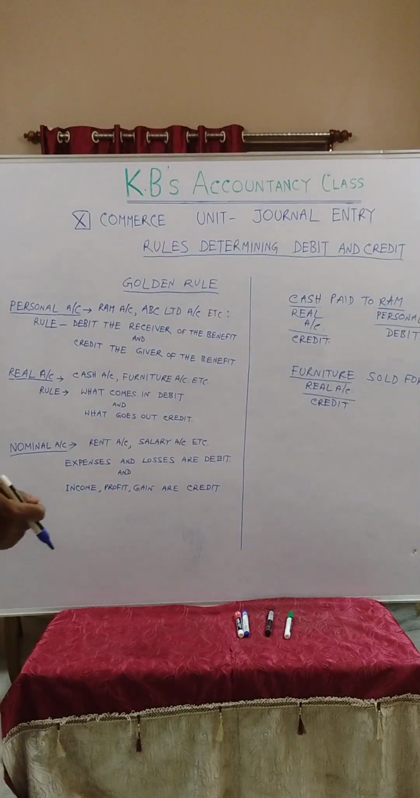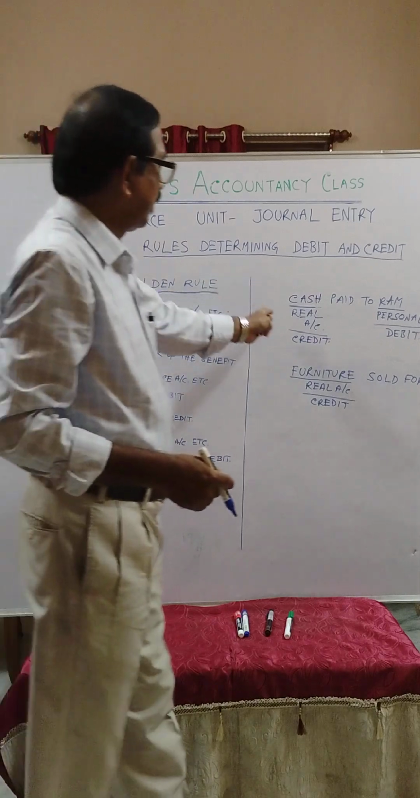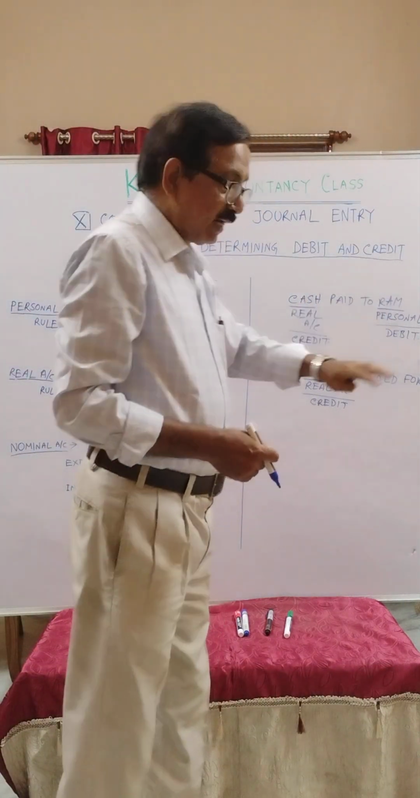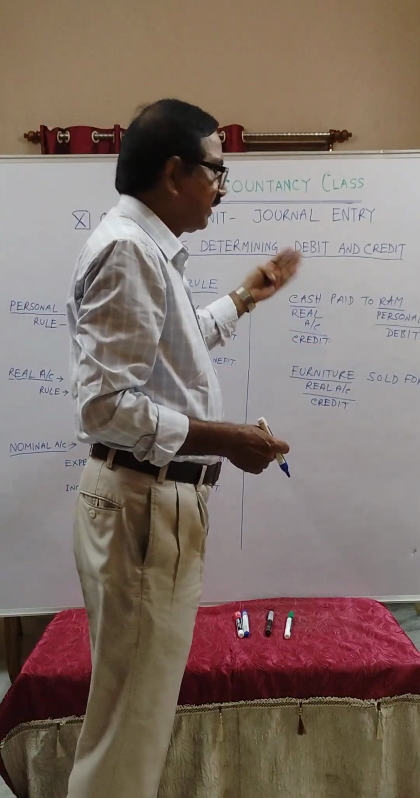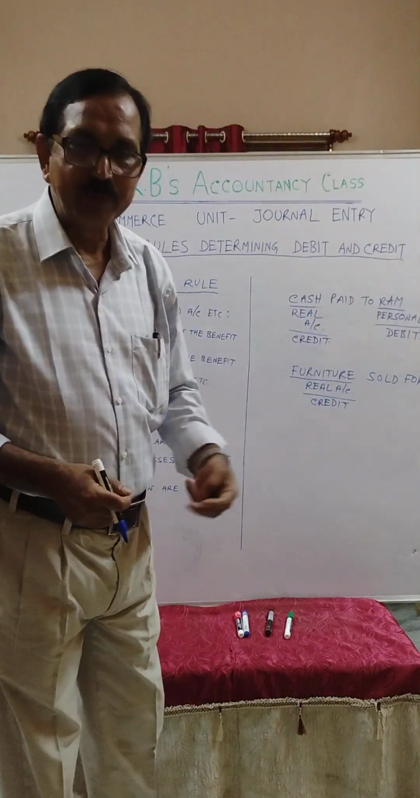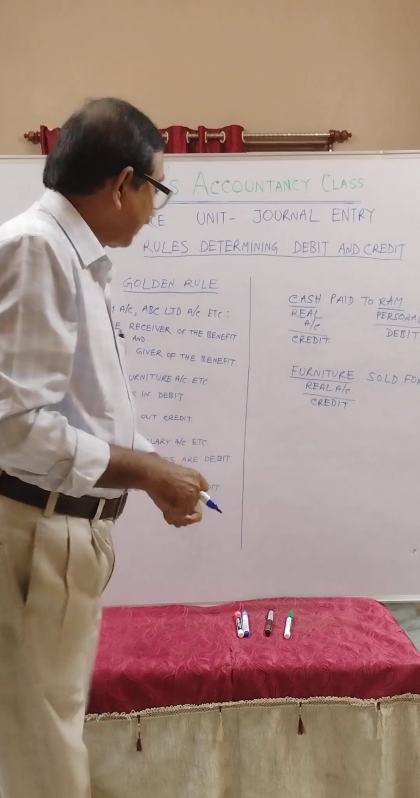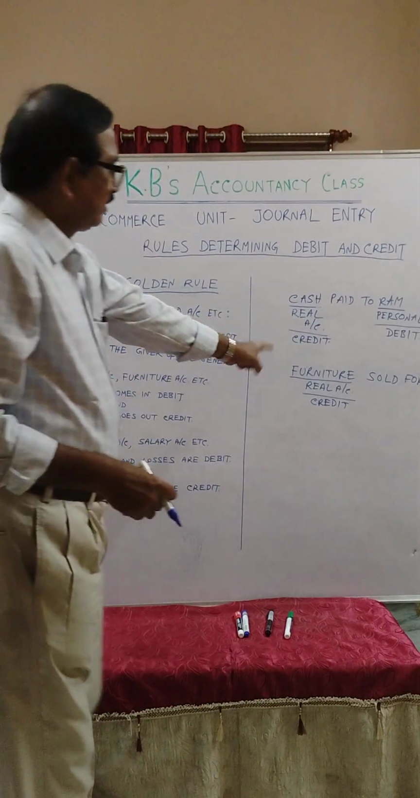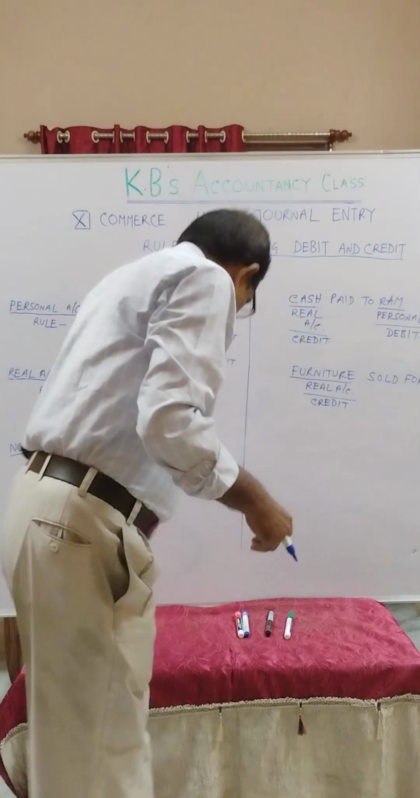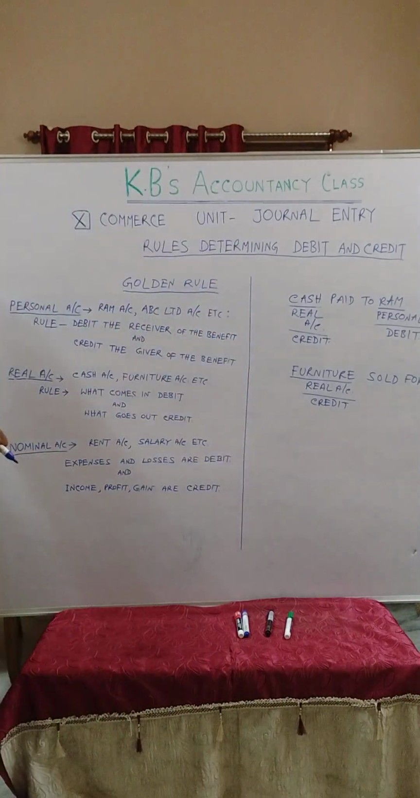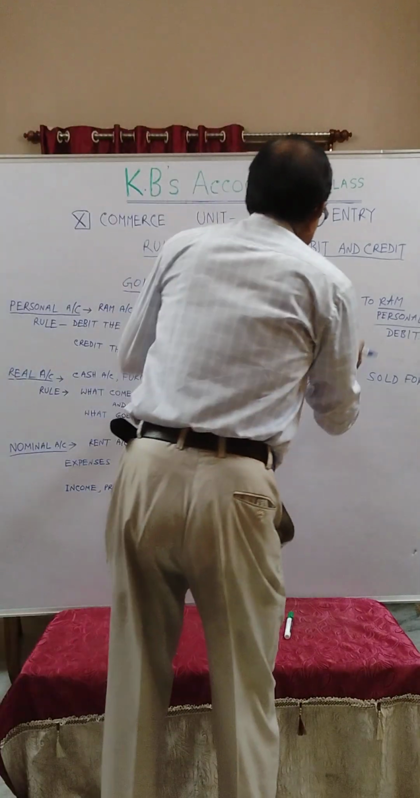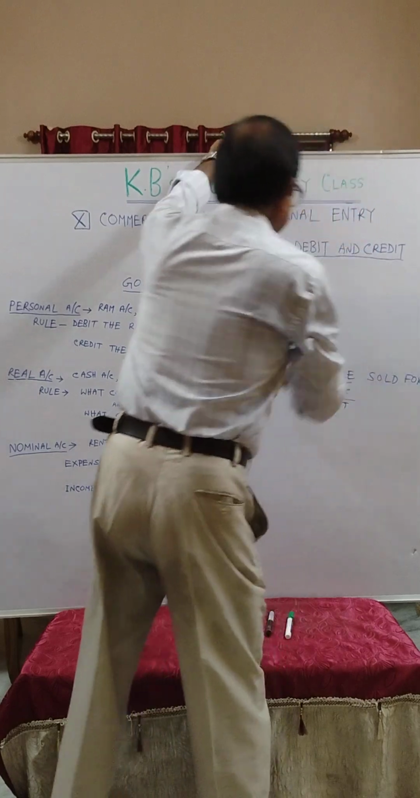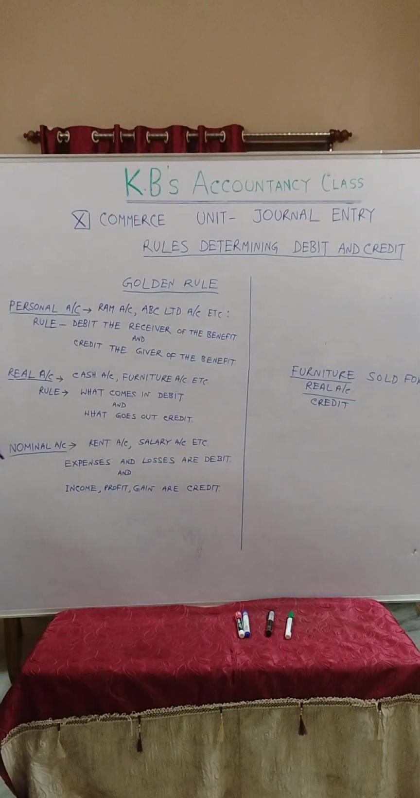So as per the golden rule, we shall first find out the two accounts associated with the transaction. We shall analyze them, we shall name them whether it is real account, personal account or nominal account. Then we shall apply the rule associated with that account. Then we shall find debit and credit. We shall take another example.